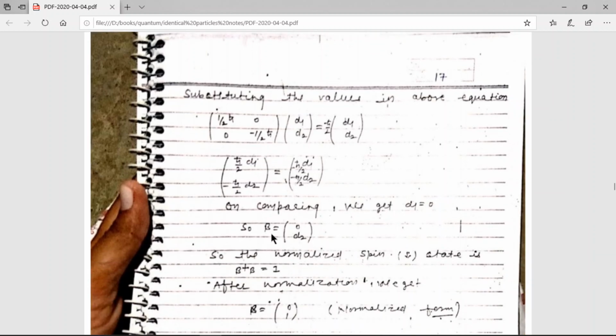Now also for the second case, Sz beta, where beta is the down state. Again putting the values of Sz and beta in this equation, we find the state beta is given by 0 and D2. Now again we find the value of D2 by normalizing this state, with beta dagger beta equal to 1. We find beta equals 0, 1.